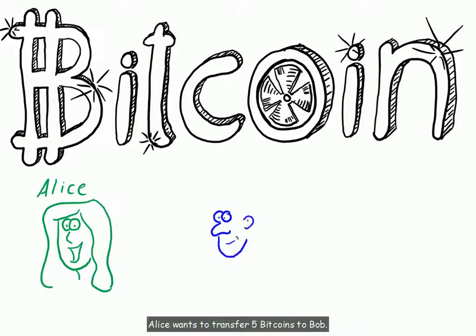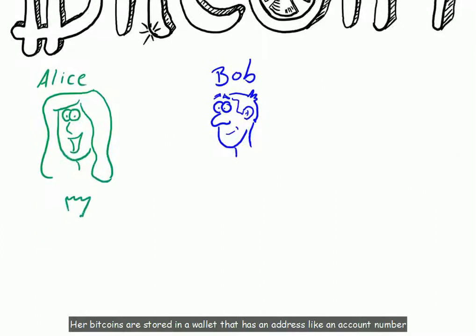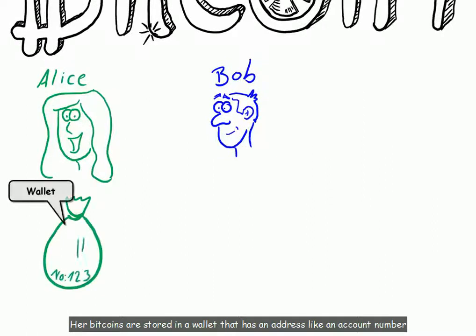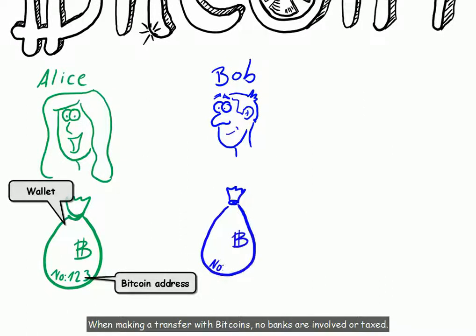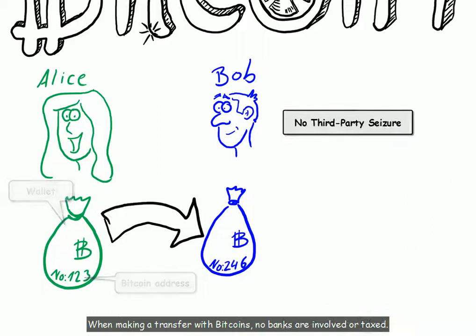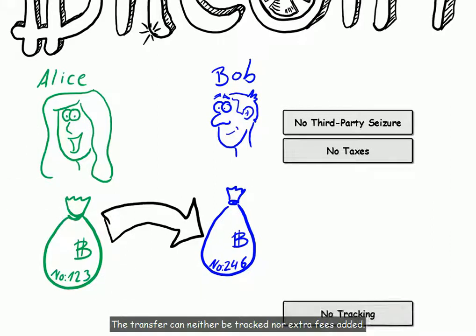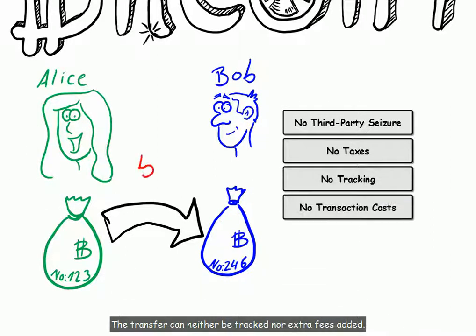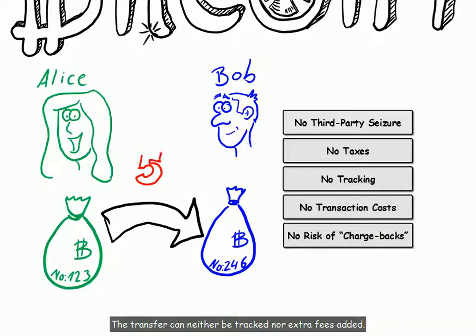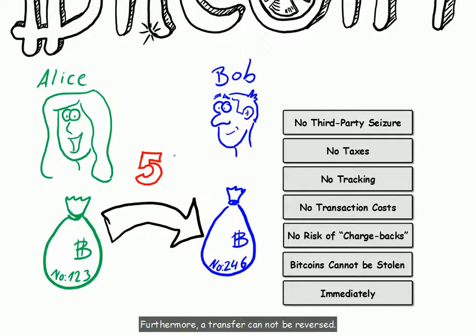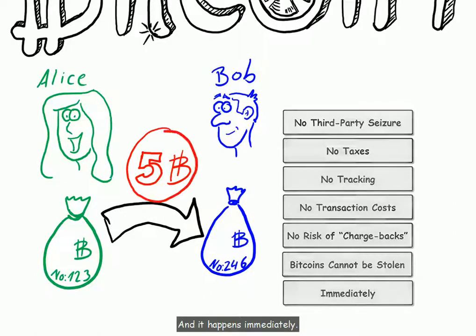Alice wants to transfer 5 Bitcoins to Bob. Her Bitcoins are stored in a wallet that has an address like an account number. When making a transfer with Bitcoins, no banks are involved or taxed. The transfer can neither be tracked nor extra fees added. Furthermore, a transfer cannot be reversed, and it happens immediately.